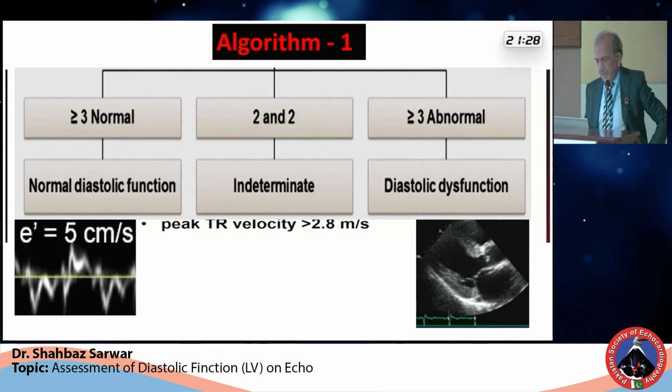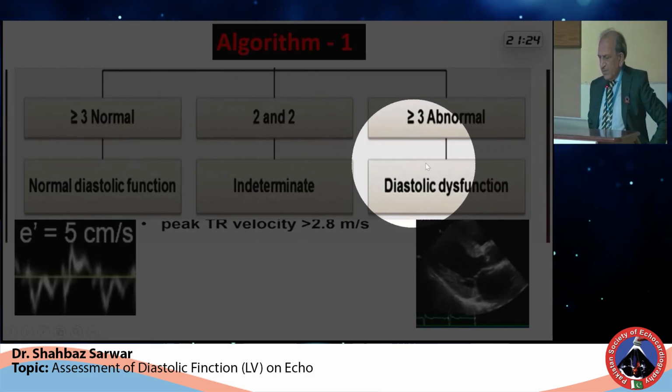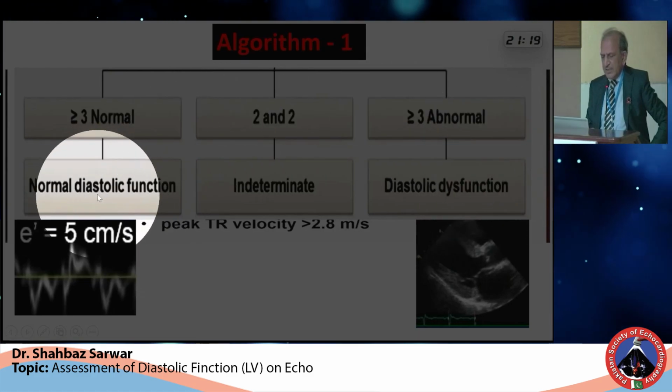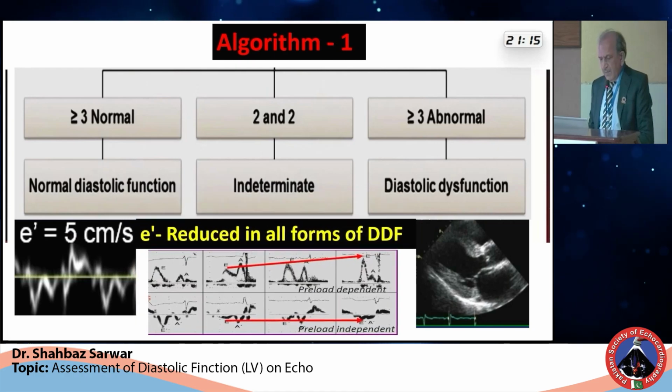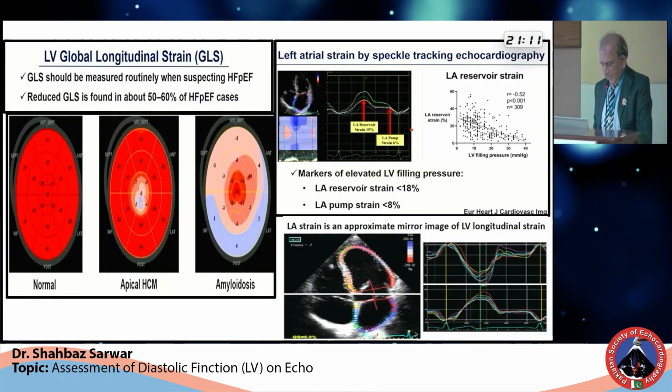So as I have told you, if you have majority abnormal, that is diastolic dysfunction. Majority normal, that is normal diastology. But remember that E prime is reduced in all forms of diastolic dysfunction.